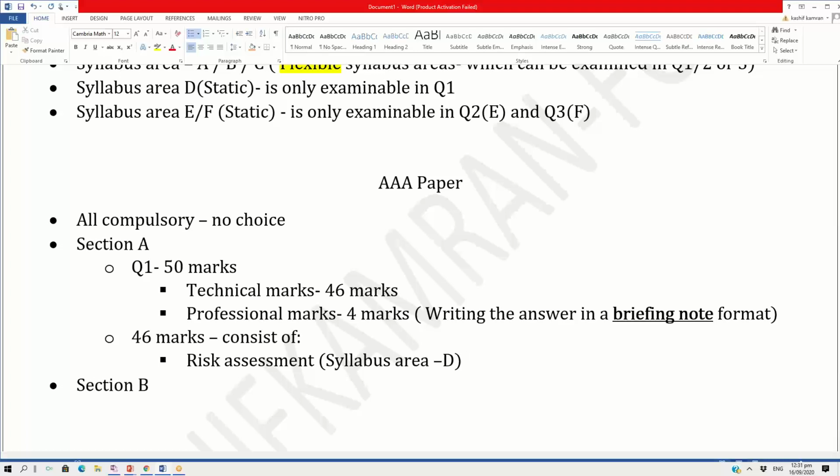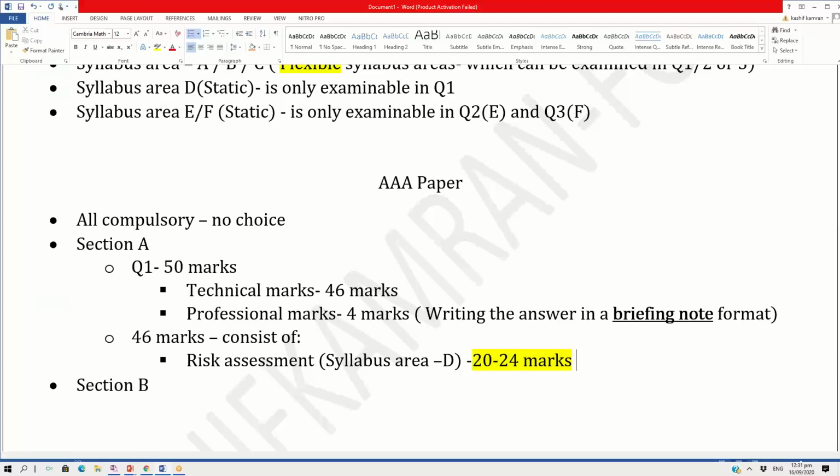breakup, and in every exam setting, whether it is a new exam setting or an old exam setting, because I have been teaching this paper since 2007. From 2007 to 2020, every time, the significant marks of question number 1 are allocated to syllabus area D, which is risk assessment. And out of the 46 marks, on average 20 to 24 marks are allocated to risk assessment. So you can understand how significant this syllabus area is in question number 1.